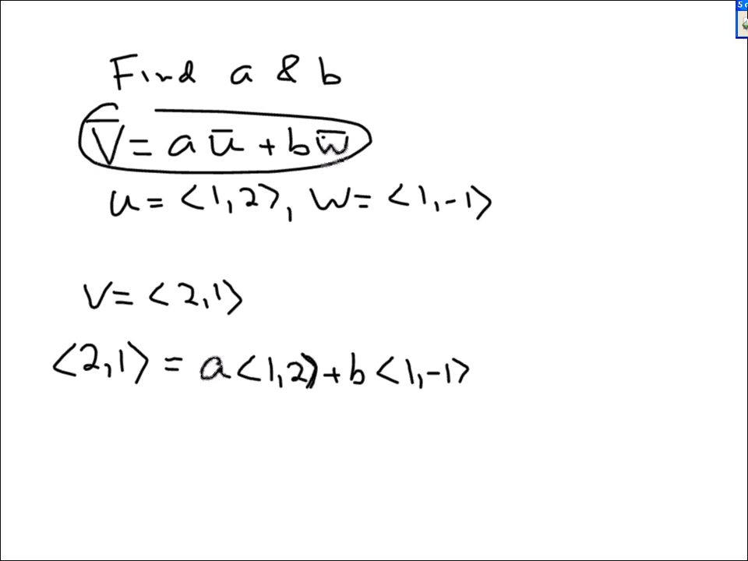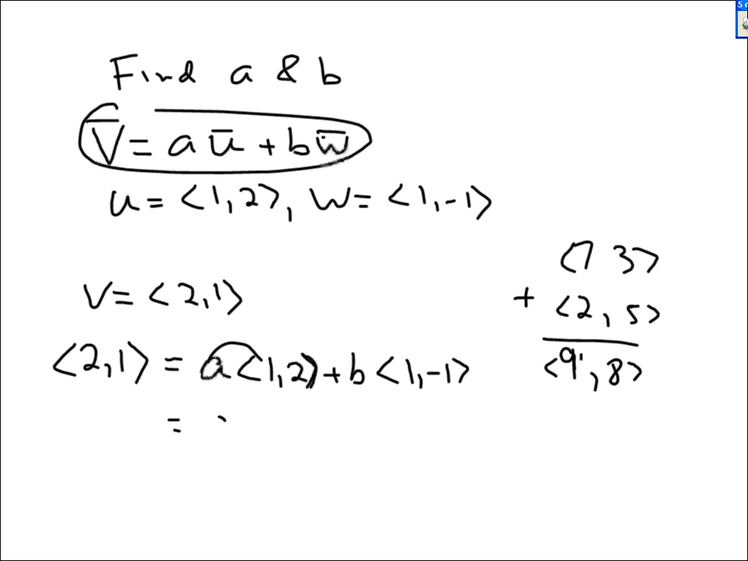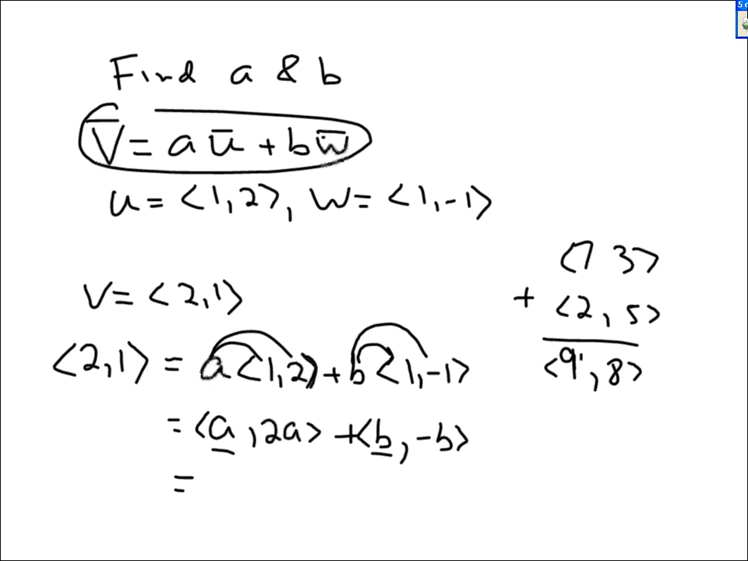I guess one thing is we should talk about how to add vectors. You add them component-wise. If you have (7, 3) and you want to add to it (2, 5), you add the first components, you get 9, you add the second components. So what I have is (1a, 2a), and I'm adding b times 1, which is b. b times -1 is -b. And I add these: a plus b for the first component. And 2a plus -b. Instead of adding a -b, you can just take away b.